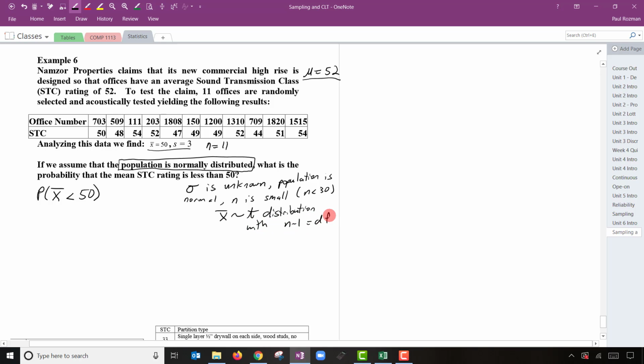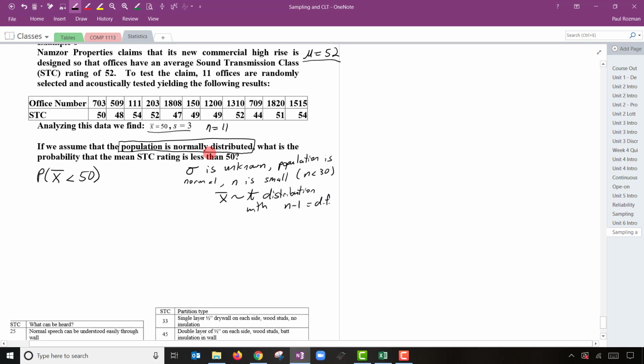Our x bar follows a t-distribution with n-1 degrees of freedom. Luckily, they told us that. Otherwise, we couldn't do it. Convert this thing to its z-score and let's solve it. I guess not z-score, it's t-score. So we want the probability that t is under.